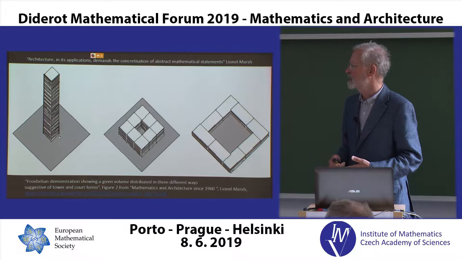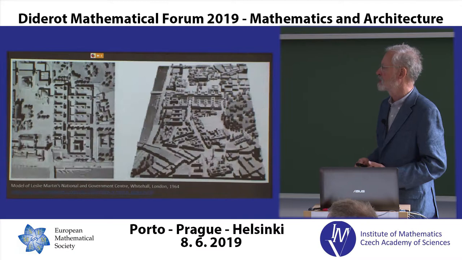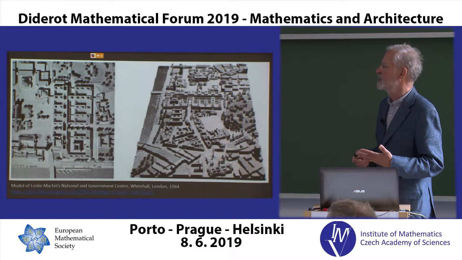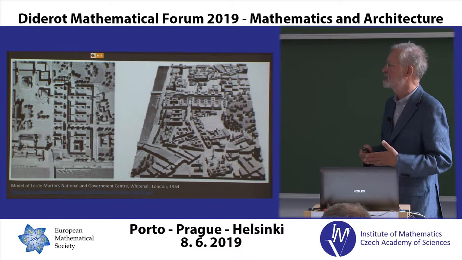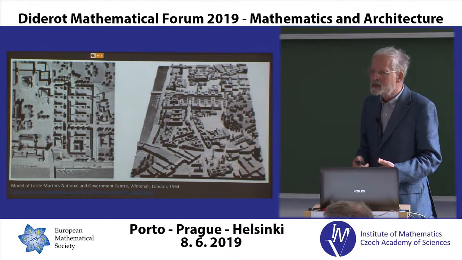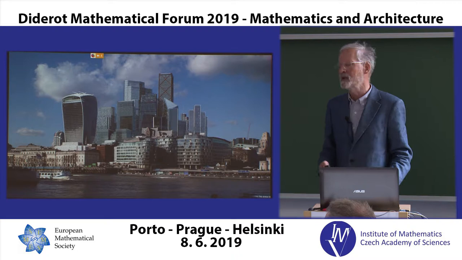I think it's quite interesting that the mathematics was used as a way of trying to find a rational basis for architecture. He worked with Leslie Martin on this, applying these principles to a proposed design for a government center in Whitehall. This is one theme of the relationship between mathematics and architecture: to try and find some rules which would apply and give advantages. But this is what we thought we were getting, but this is what we got. And I think that's the problem. We have all this wonderful mathematical input from researchers like Lionel March, but it didn't have any effect.